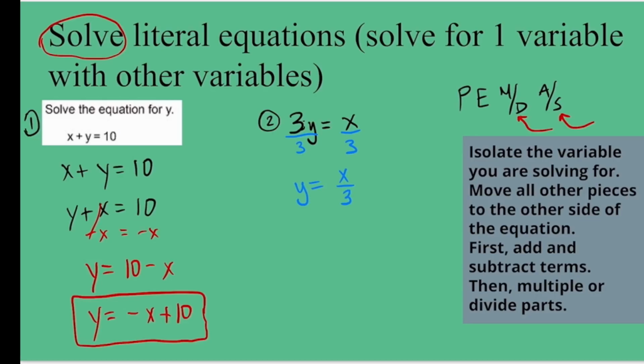Another way of writing this, depending on how your answers have to look, you can actually pull out that number and separate it from the variable. So that x has a coefficient. If you don't see it, it's the number 1. So you have 1 times x divided by 3.